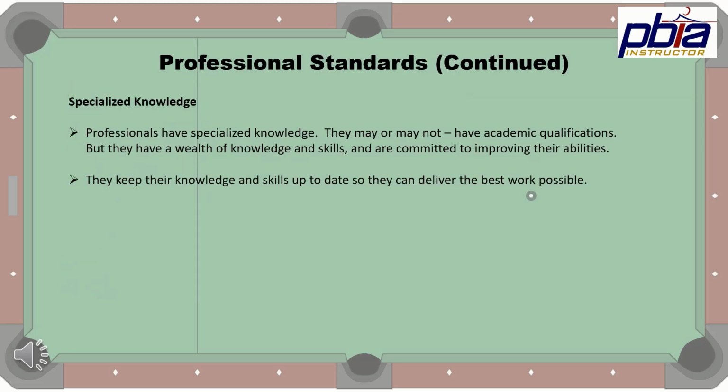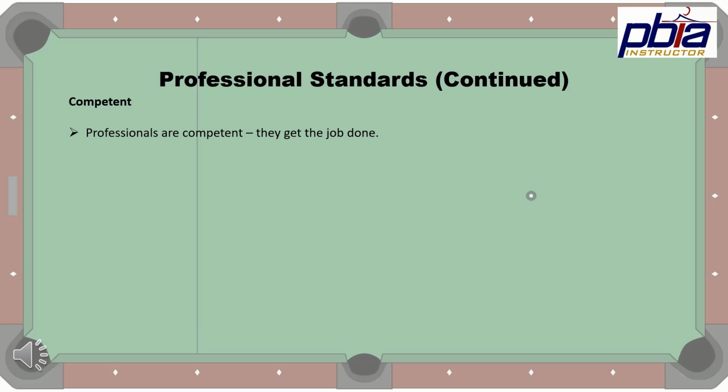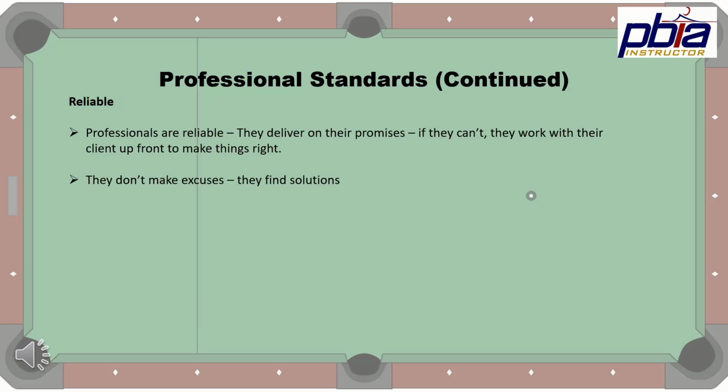Professionals have specialized knowledge. They may or may not have academic qualifications, but they have a wealth of knowledge and skills and are committed to improving their abilities. They keep their knowledge and skills up to date so they can deliver the best work possible. Professionals are competent. They get the job done effectively and efficiently. Professionals are reliable. They deliver on their promises. If they can't, they work with their client right up front to make things right. They don't make excuses. They find solutions.